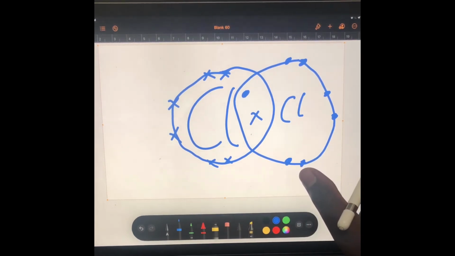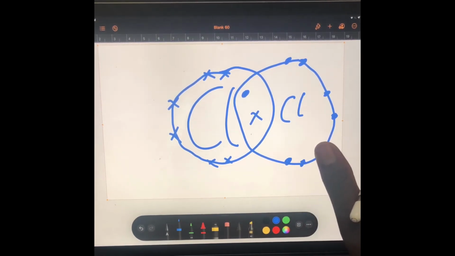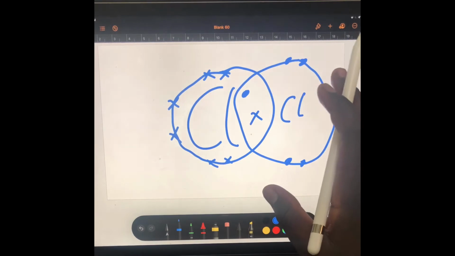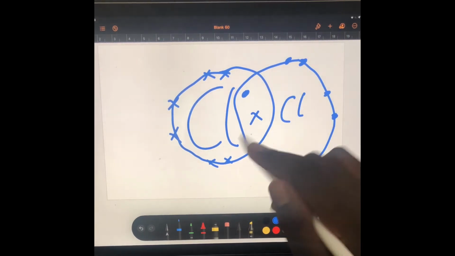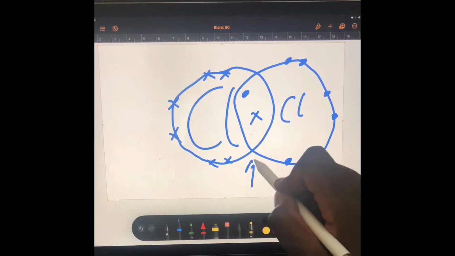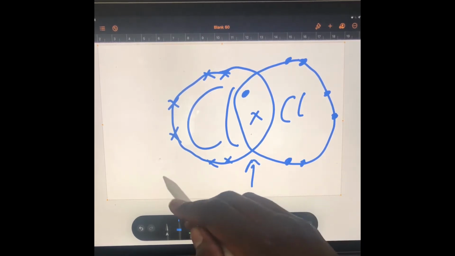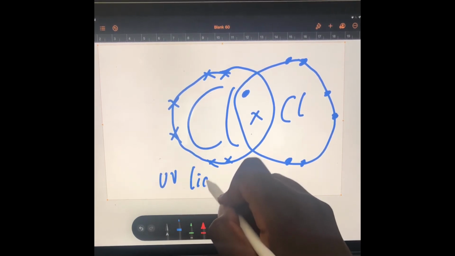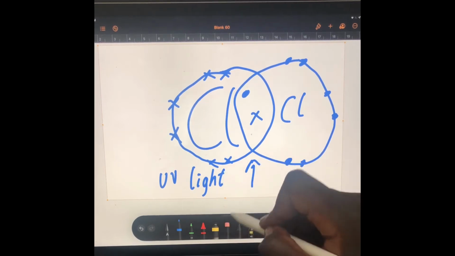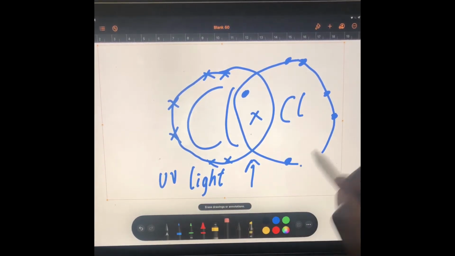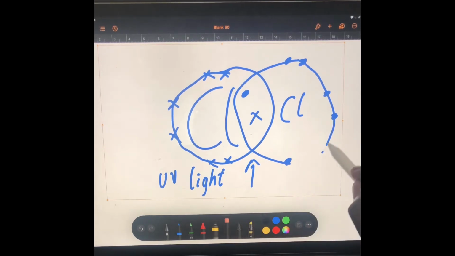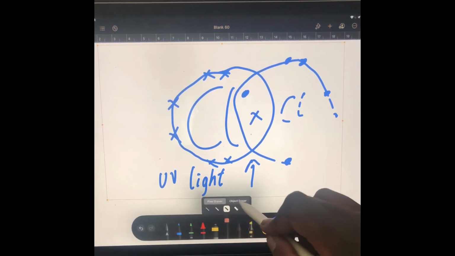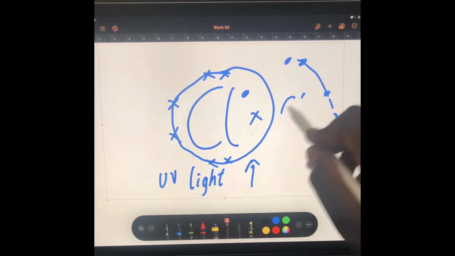However, you can actually separate these by using UV light. UV light is really good at breaking this bond here and separating them into two separate chlorine free radicals. This would be an initiation stage, by the way, and so you get UV light here. Using this example, I'll change it around. Yeah, here we go, that's much better.